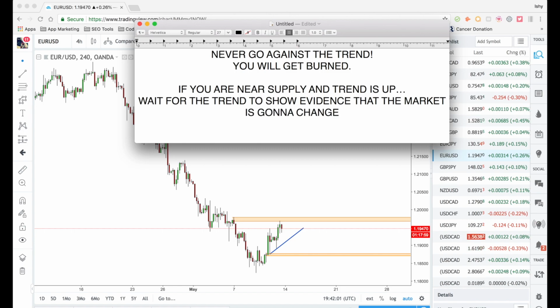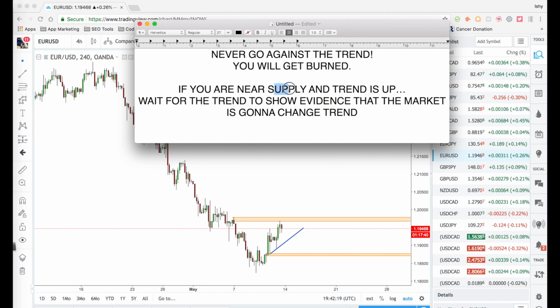Wait for the trend to show evidence that the market is going to change trend. So basically, if it's going up like this right here, wait for a smaller time frame to start showing evidence that the sellers are now in control. And then vice versa for demand zones.